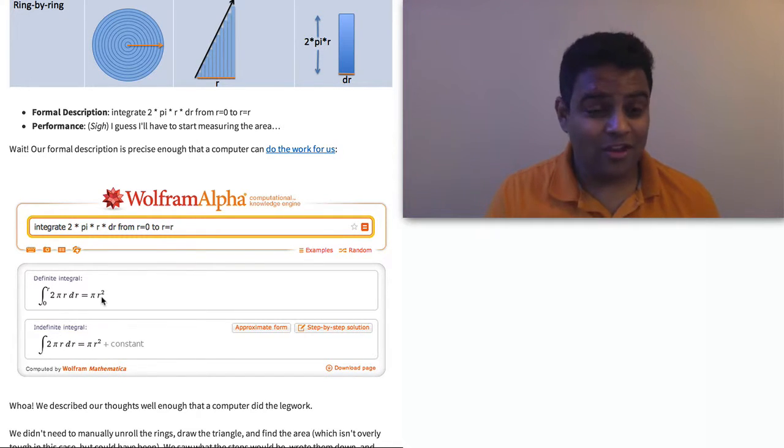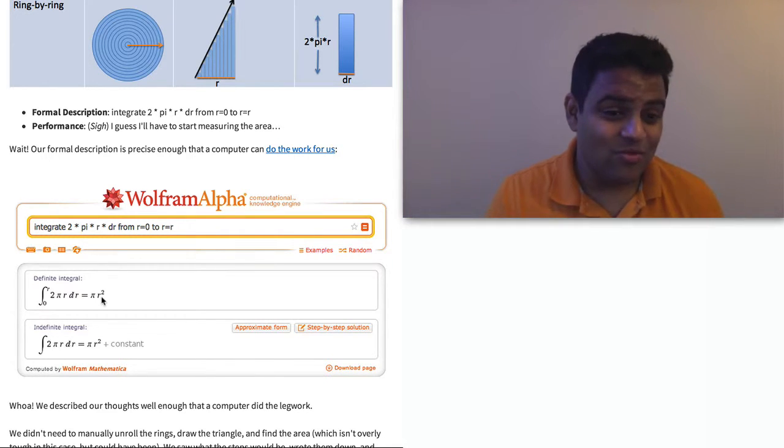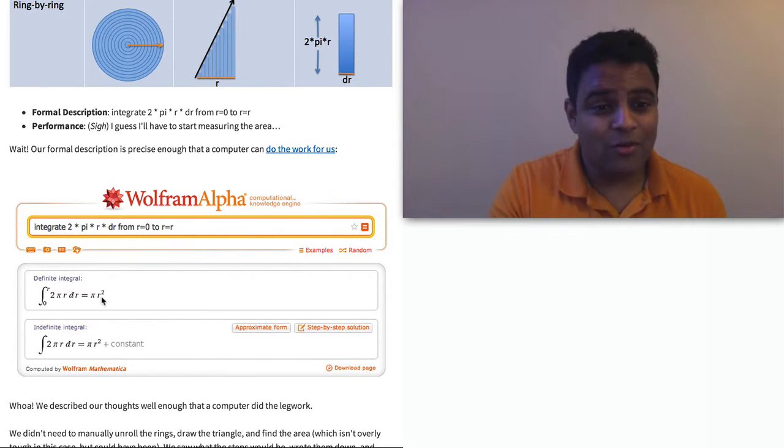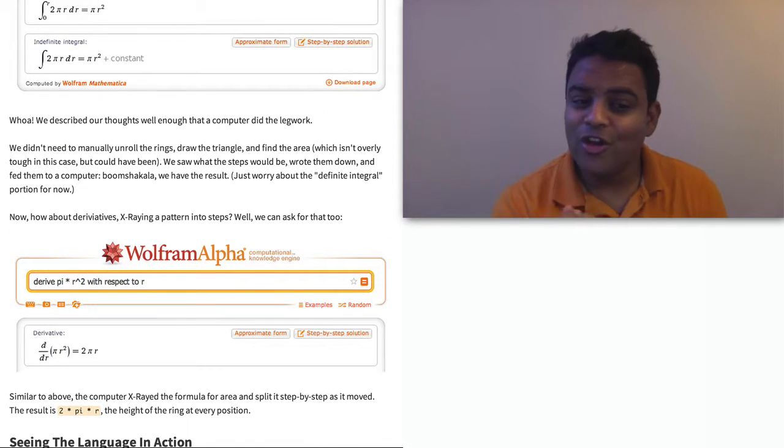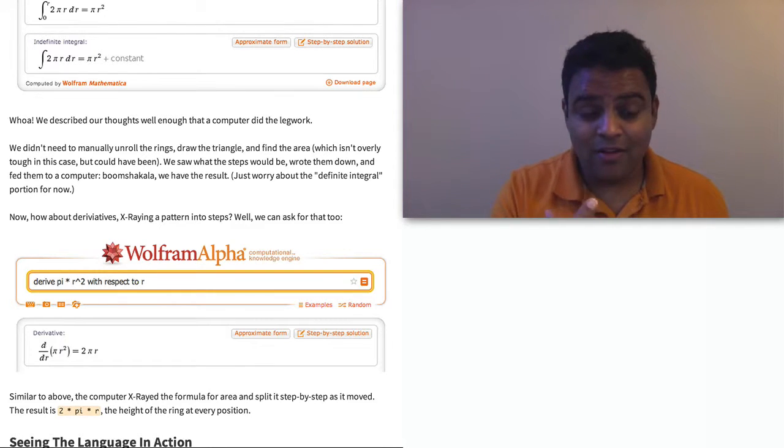Now, this is pretty powerful. It's like having a very industrious helper who can do all the grunt work once we've set up the question. Now we can go the other way too. If we already know the area of a circle, we can differentiate it with respect to r and get the size of those slices. So remember, we can go forward and backwards.